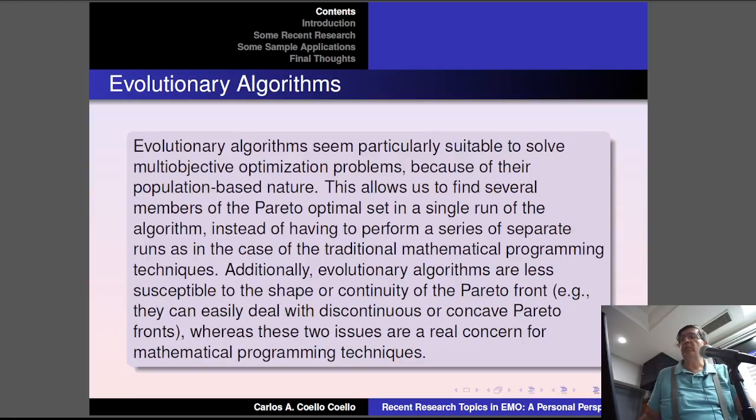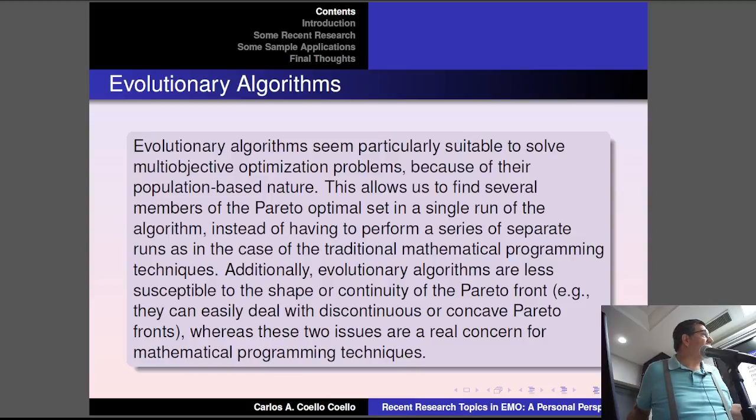So why are evolutionary algorithms suitable for multi-objective optimization? There are two main reasons. First, they are population-based. That means they operate on a set of solutions, not on a single solution. Because of that, these algorithms should be able, if properly manipulated, to generate several elements of the Pareto optimal set in a single execution. This is an advantage with respect to mathematical programming techniques.